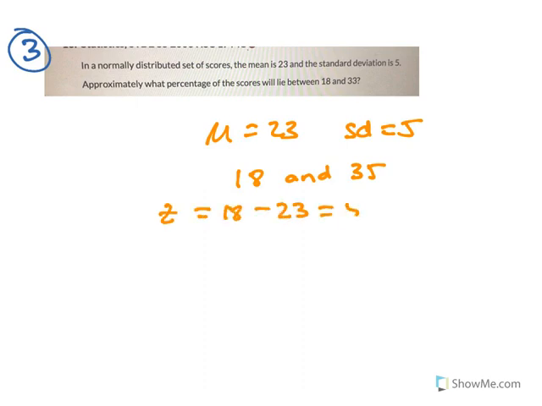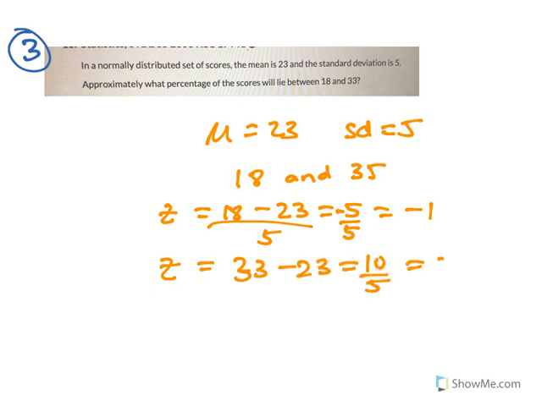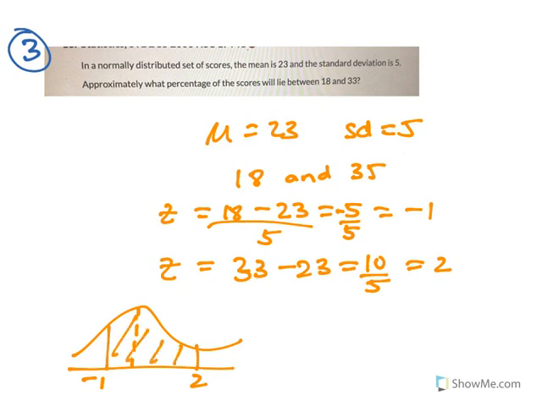So here's another one. The mean's 23, standard deviation is 5, and we want to know between 18 and 33. So the z-score for 18, minus 23, on 5, so that's going to be minus 1, and the z-score of 33, minus 23 is 10 on 5, which is 2. So you go 2, minus 1, alright, so we want in between here.